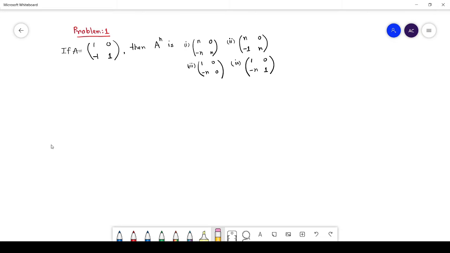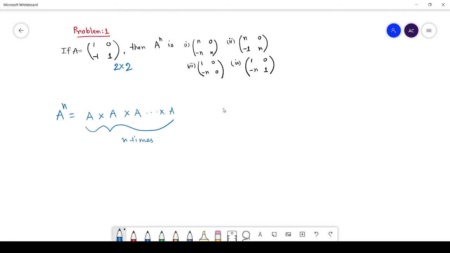You can see from the whiteboard that A is a 2 cross 2 matrix. Here you can see the order of this matrix is 2 cross 2, and we need to calculate A to the power n. What do we mean by A to the power n? A to the power n is the power of the matrix, which basically says A multiplied by A, n times. This is how A to the power n is defined.